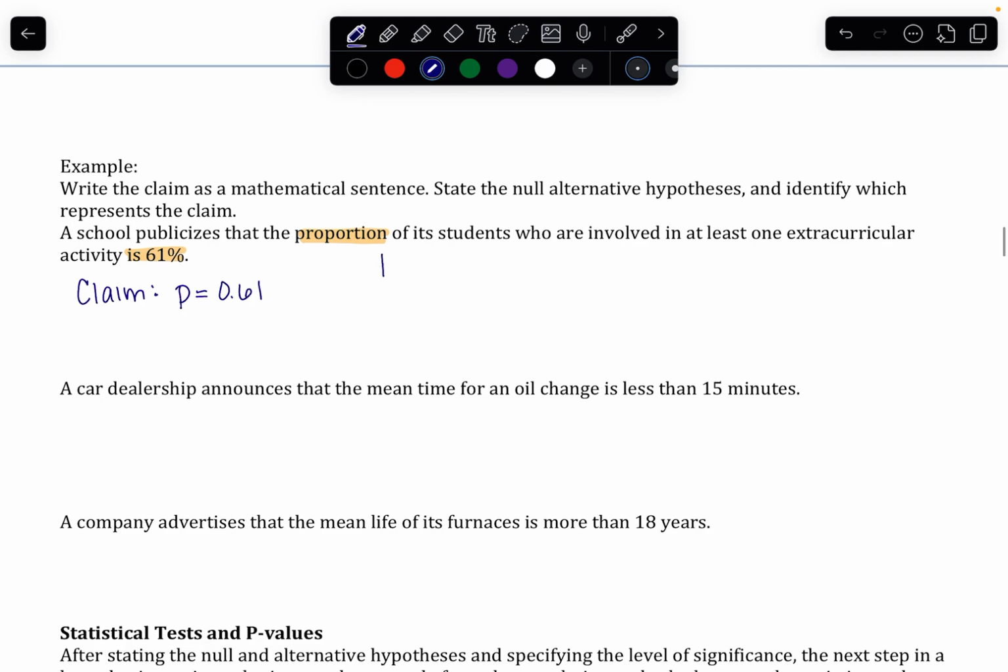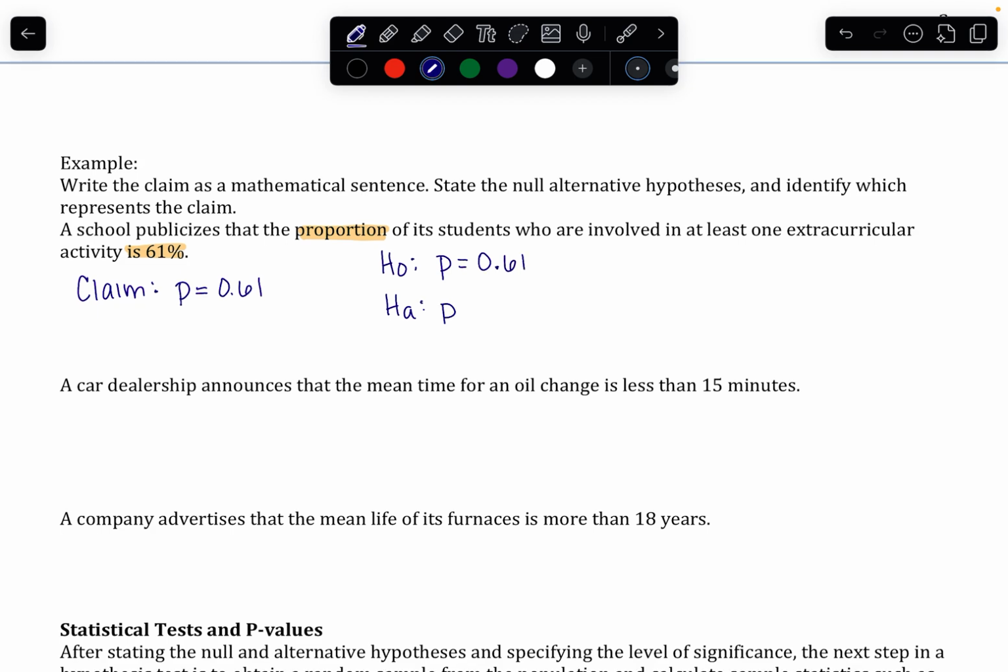Then we're going to state our null hypothesis and our alternative hypothesis. Our null hypothesis is always going to have equality, and since our claim P equals 0.61, that's going to slide over and be our null. The complement of equal is not equal, so the alternative hypothesis is P does not equal 0.61. It also asks us to identify which represents the claim, and the way we do that is we're just going to write claim next to it.